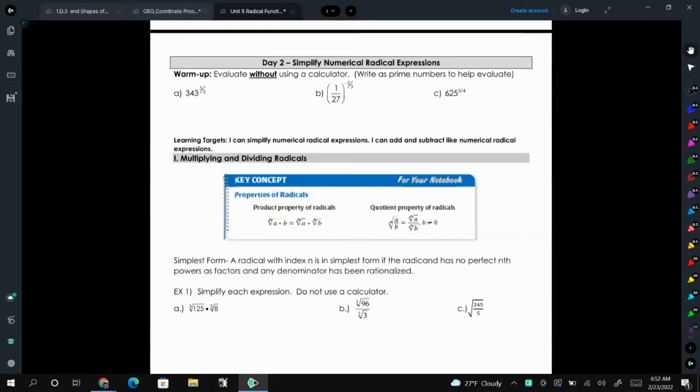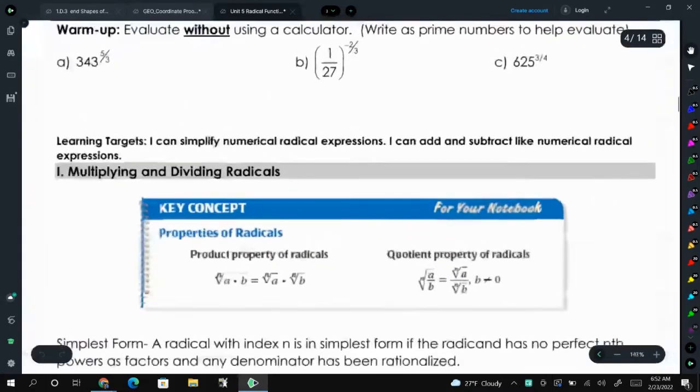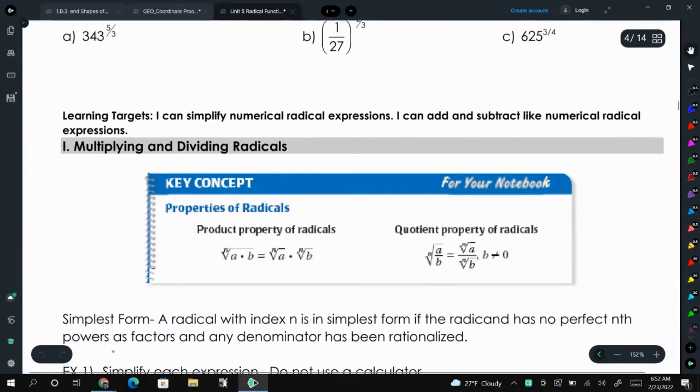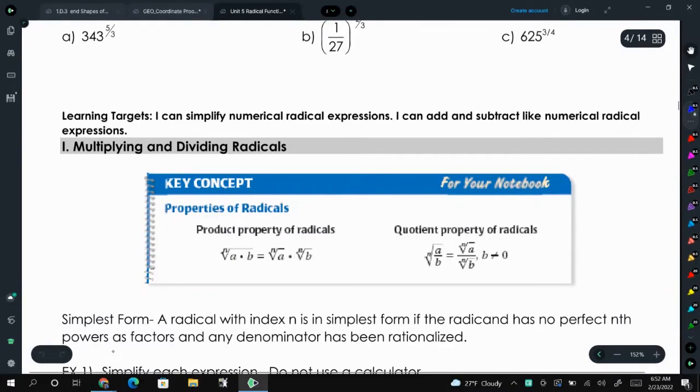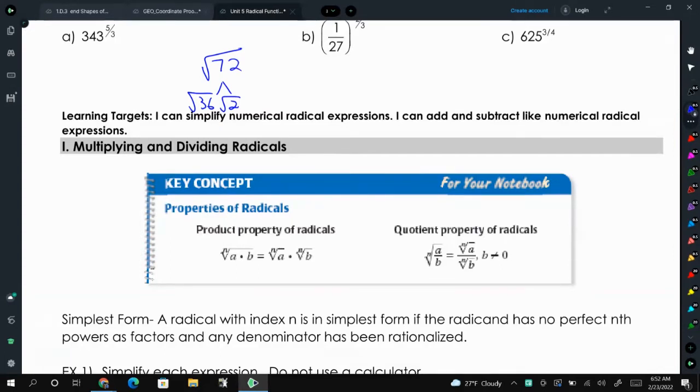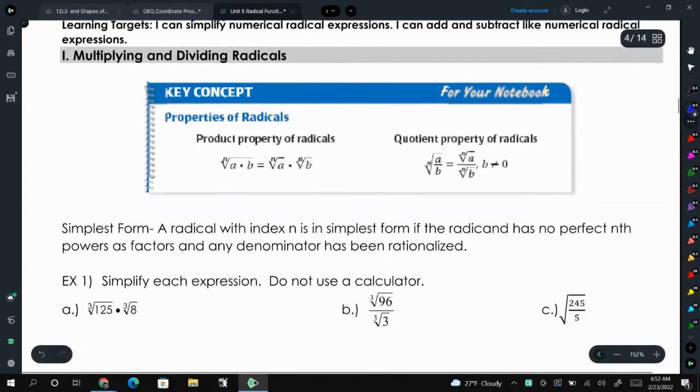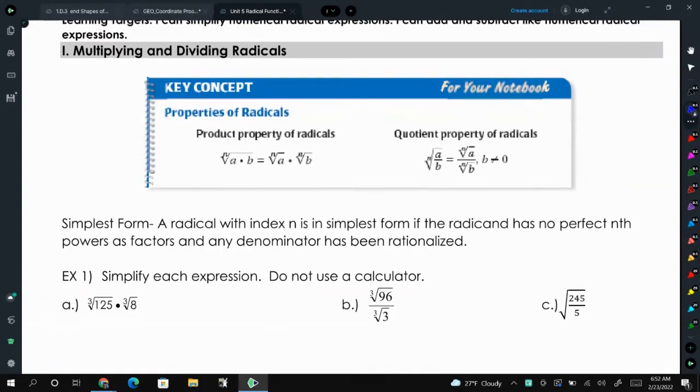Today we're going to be simplifying radical expressions. And we've done something similar before when we would simplify square root expressions. You know, we had the square root of something like 72, and we broke that up into perfect squares to simplify that. Now we're going to be doing the same thing, but also with other types of roots.